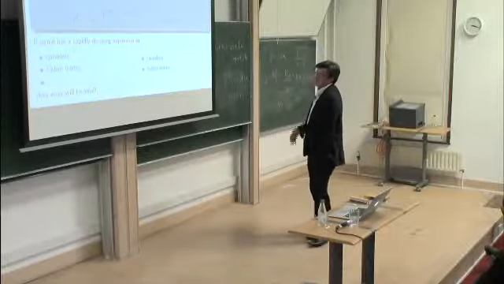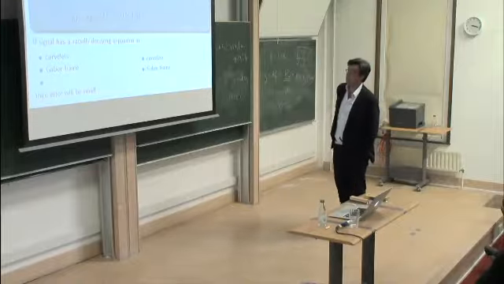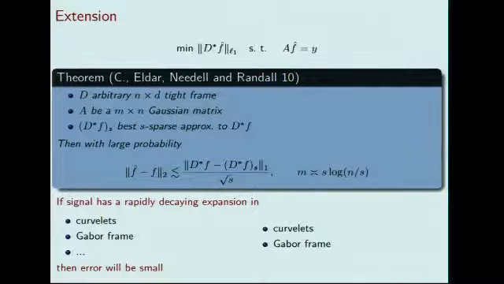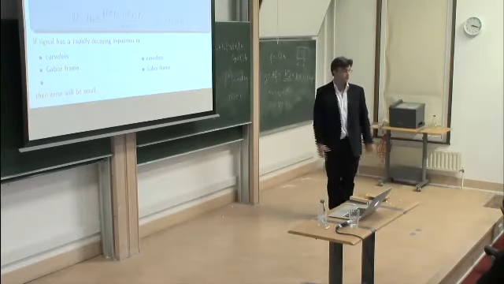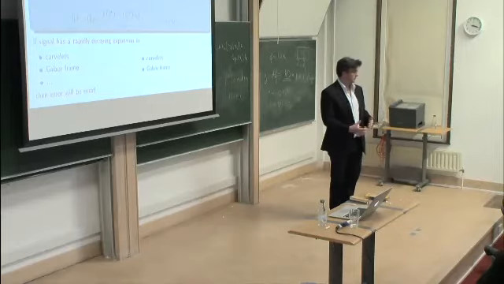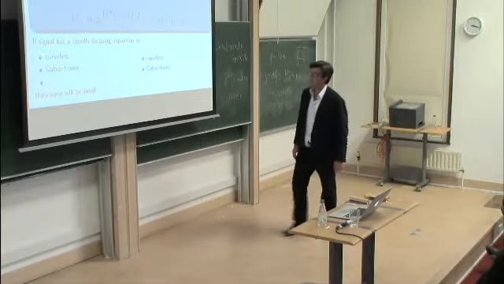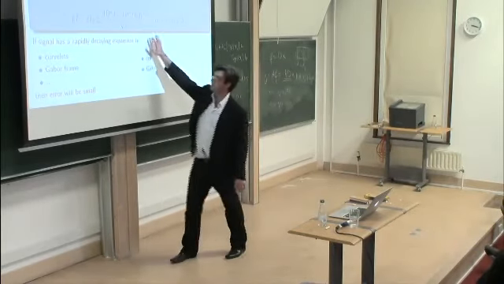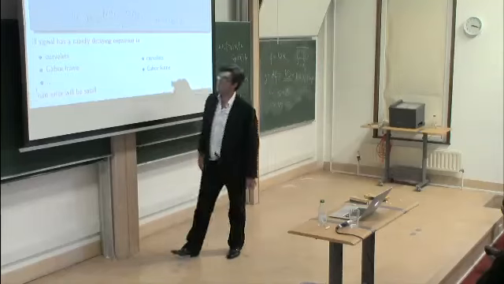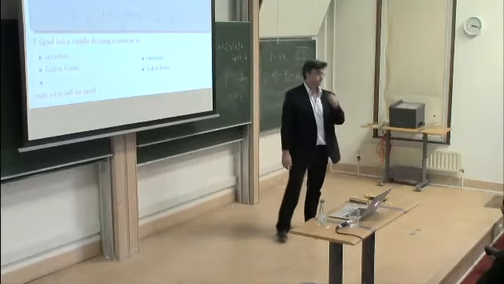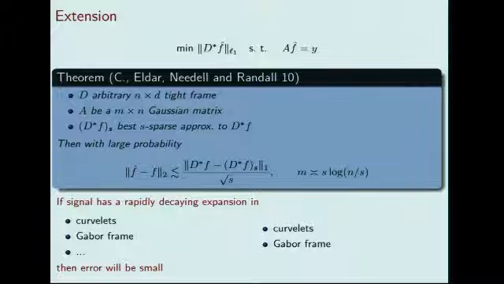So it's essentially the same result as what we had before, but now we have an overcomplete representation. And what we're saying is if you have a signal that decays rapidly in your representation, because maybe like me, you were not smart enough to construct a good orthobasis, all you can construct is a tight frame, then if your coefficients have a sparse expansion in this tight frame, you would know that the recovery error is small.